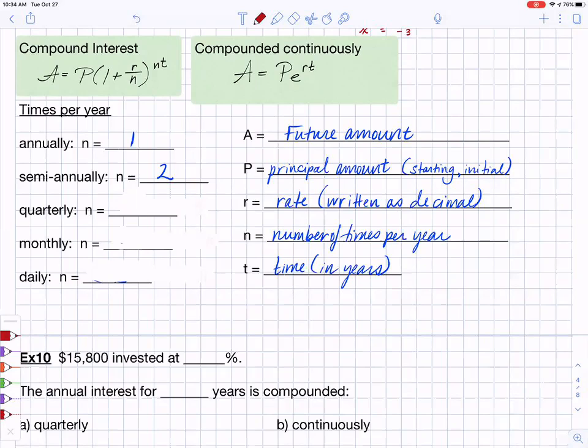So let's talk about the numbers and let's look at what I'm talking about here. So the first thing is that you had to fill in some extras. Quarterly, what is your end value going to be? 4. And then monthly? And daily? 365. Now this one, I'm just going to give a little bit of a disclaimer. Some textbooks will say that daily is 360. This one doesn't. It says 365.